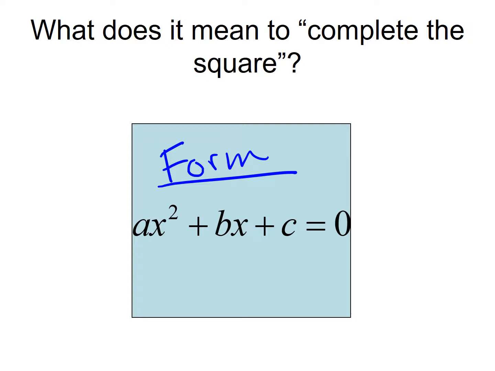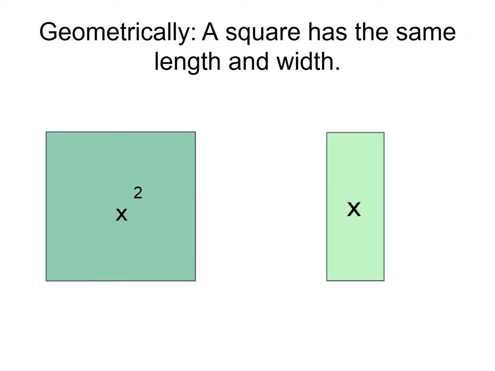So when we complete the square, the first step is to find a value C that's going to help us complete the square. And this whole video is going to be talking about finding C and what that means when we say complete the square. So geometrically, when we say complete the square, we're talking about an actual shape that's a square that has the same length and width, and we're going to call that length and width x.